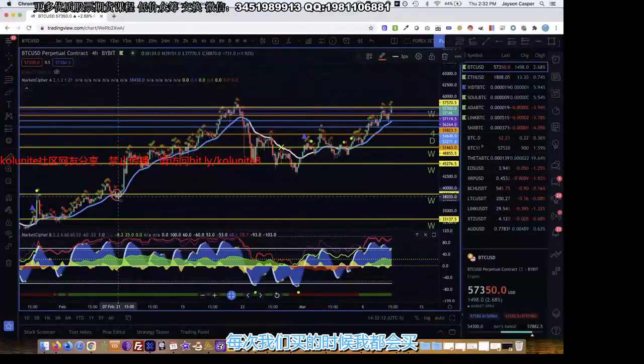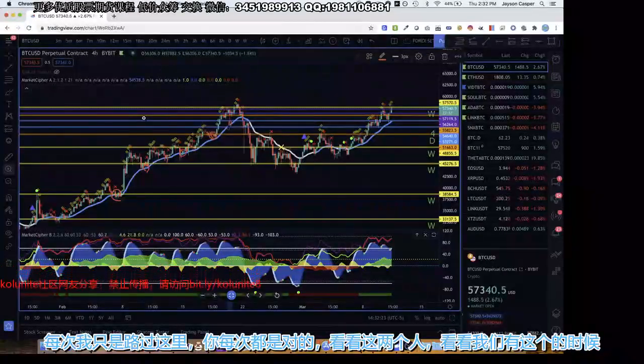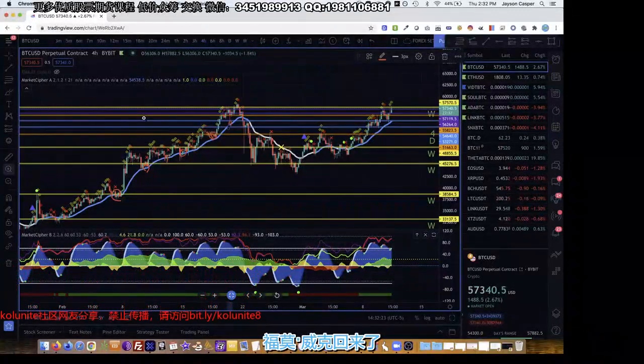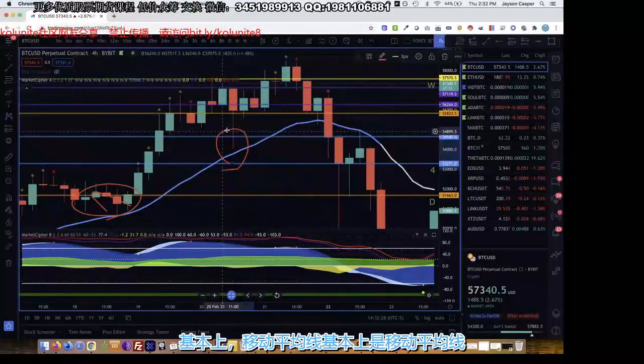I'm just going to buy every time we do. Every time. I'm just going to buy here, right? And you would have been right every single time. And look at this too, guys. Look at how when we had this FOMO wick back here, whether or not it was F2 pool, I don't know. Everyone has a different theory on this crazy wick. But look at where the wick came to. Basically the moving average.